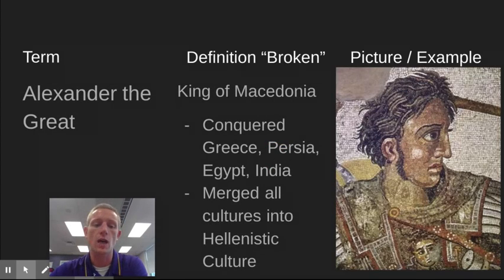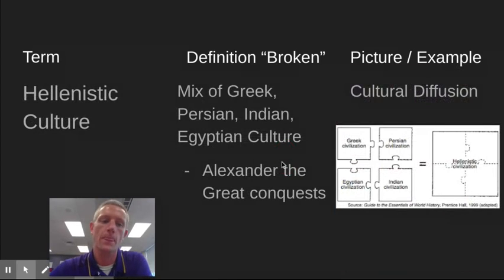Alexander the Great will come out of the Greeks. He's actually a Macedonian, which is north of Greece, and he conquers Greece, Persia, Egypt, and India, and he's going to merge all of those cultures into one. He ends up dying in his early 30s, and his empire kind of collapses after that. But think about this: he's younger than I am, and he had conquered most of the known world at that time, most of the known world in Europe and the Middle East.